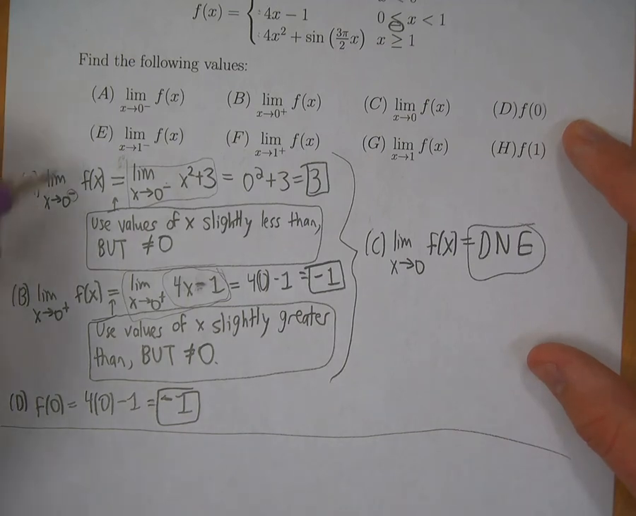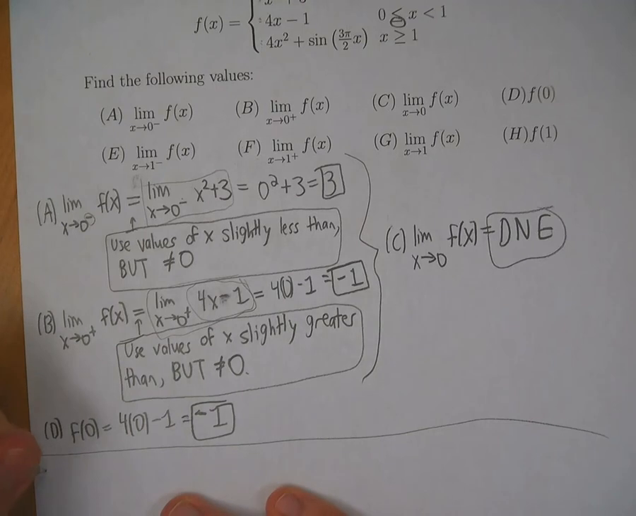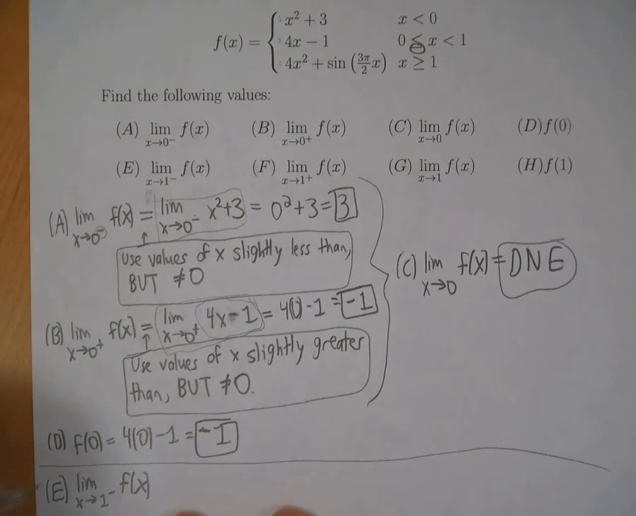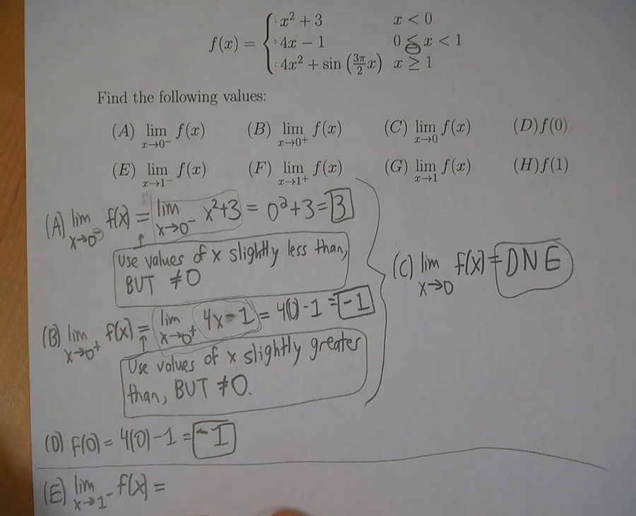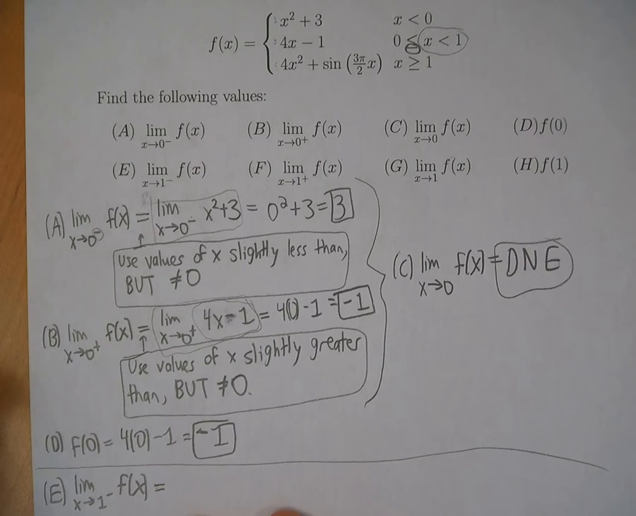So now let's do the same thing, except instead of letting x approach 0, or x equals 0, depending on which part you're looking at, let's repeat the same process for x equals 1. So for part E, limit as x approaches 1 from the left of f of x. So which piece of f of x should we be using in this case? Second one, right?